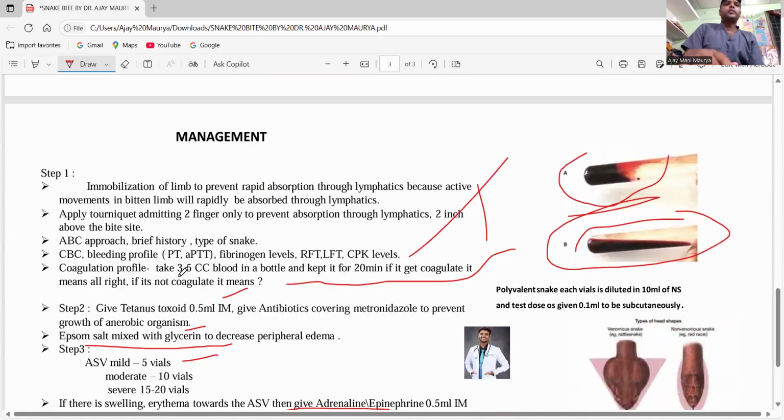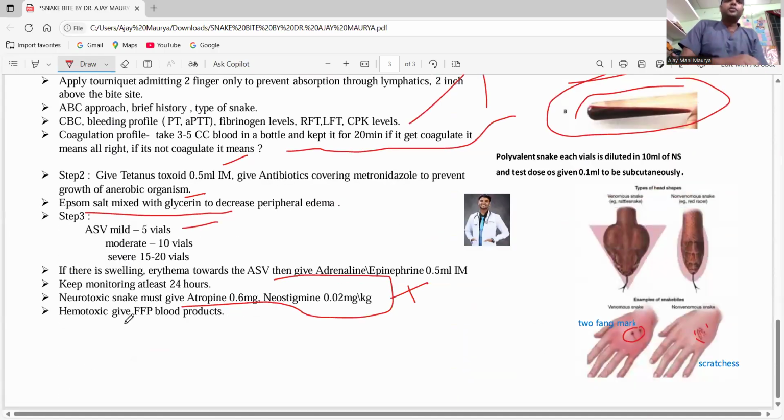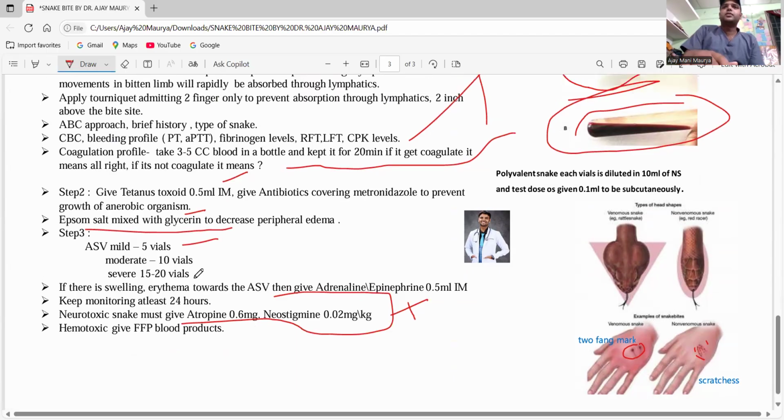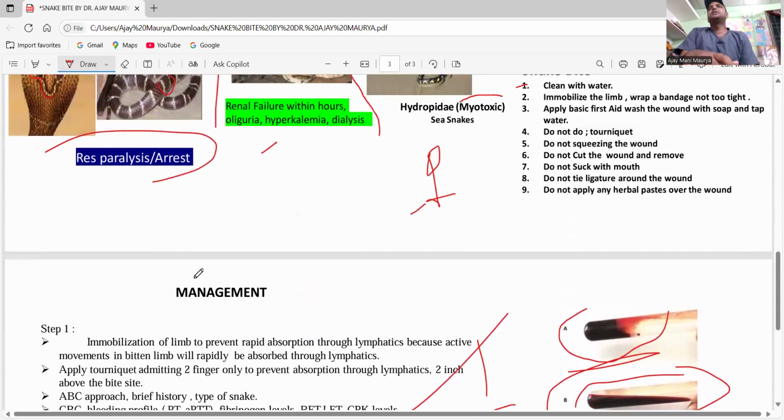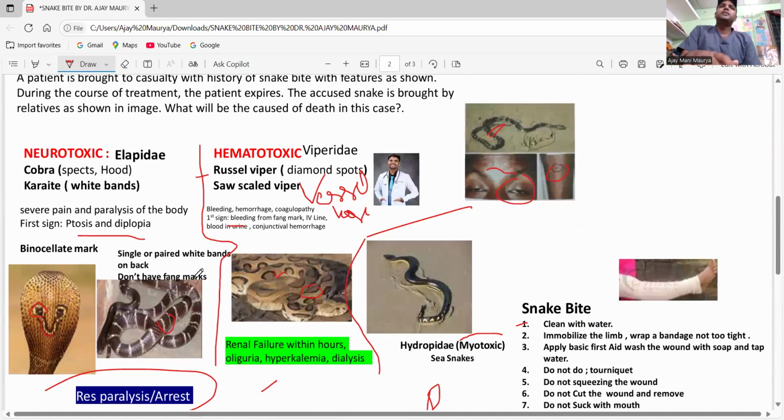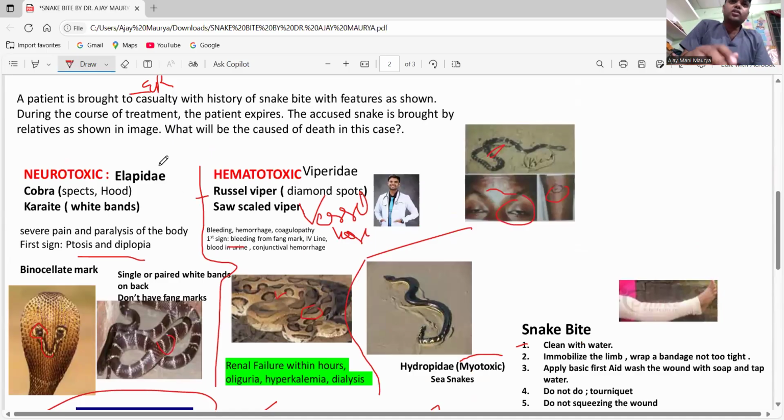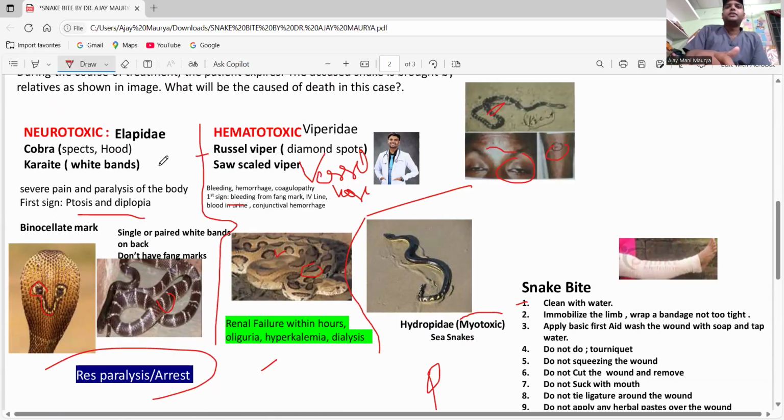Okay, so for the hematotoxic, guys, you have to give FFP, fresh frozen plasma, and also keep the blood products aside for that patient. This is how you are going to manage the patient. If the patient is bitten by a neurotoxic or hematotoxic snake, the symptoms may develop within 1 to 2 hours only. So that's how you have to manage the patient.